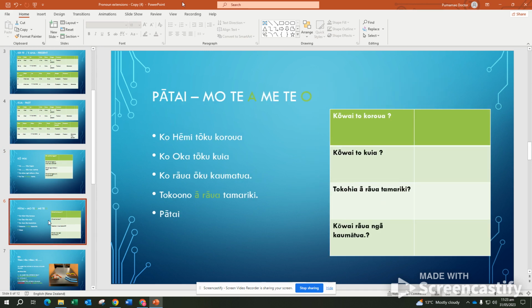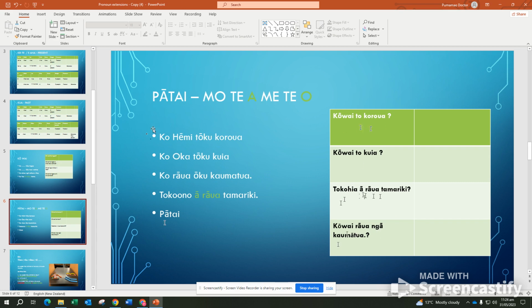Ka pai, pātai mō te ā me te o. So again, now we're going over the T possessives using the ā and the o. Ko wai tō koroua, ko wai tō kuia, toko hia ā rāua tamariki. Again, ā rāua is your pronoun extension. Ā in reference to more than one. Rāua, them two. How many children do they have? Ko wai rāua ngā kaumātua.